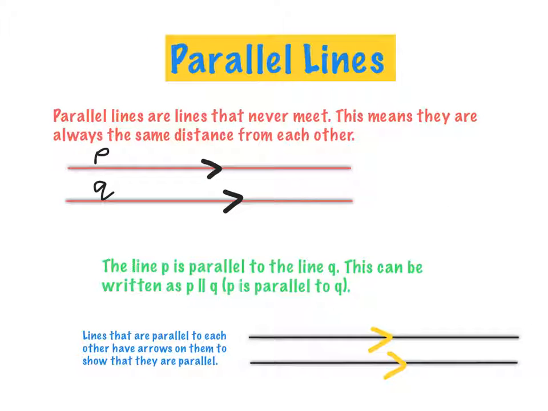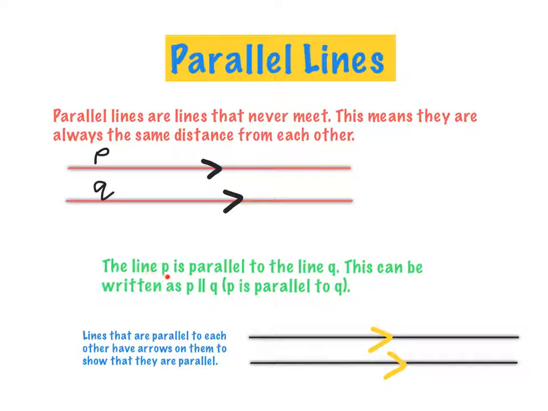Okay, so first thing is parallel lines. So as it says here, parallel lines are lines that never meet. This means they're always the same distance from each other. So we've got two lines here, and as you can see, line P is going like this, and it will keep on going, and line Q is going like this. And as they keep going like this, they're never going to meet. There's not going to be a bend because lines wouldn't have bends in them. So they're just going to keep going like this. They'll never meet, and because of that, they are parallel.